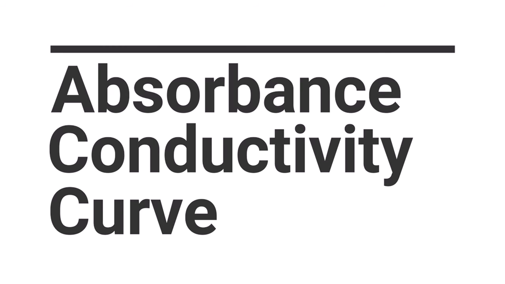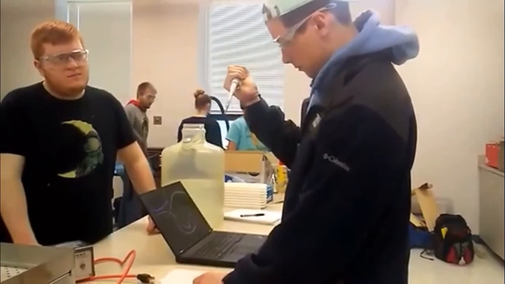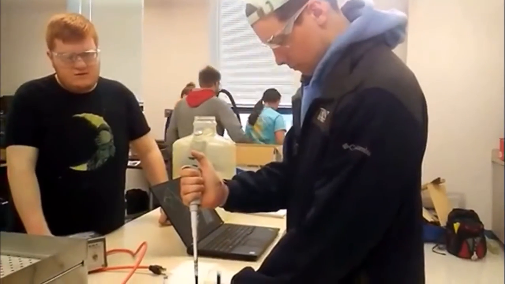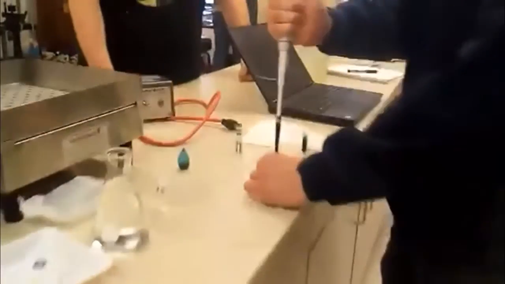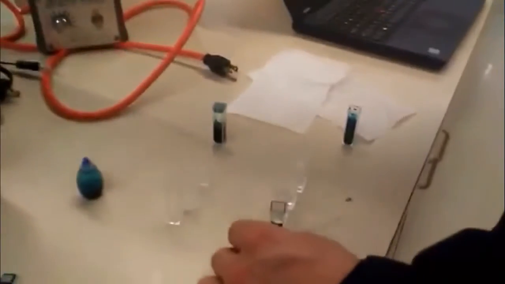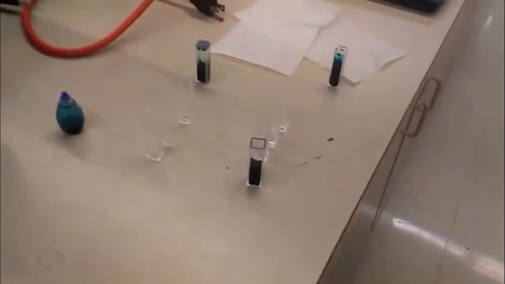Next, we need to find a curve for the absorbance. We did this by measuring the absorbance of different concentrations of food dye in water and then graphing absorbance versus concentration. Our data for this part of the lab is much better, with an R-squared of about 0.999.